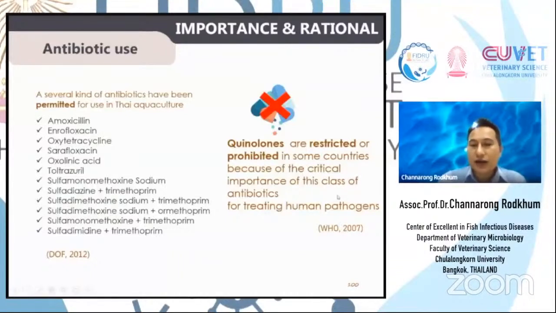This study will focus on quinolone. The quinolone drugs are usually restricted or prohibited in some countries because of the critical importance of this class of antibiotics for treating human pathogens. But anyway, some countries still allow the use of quinolone drugs in aquaculture, which you may have to be concerned about, because some kinds of quinolone drugs are also used for treating human disease.